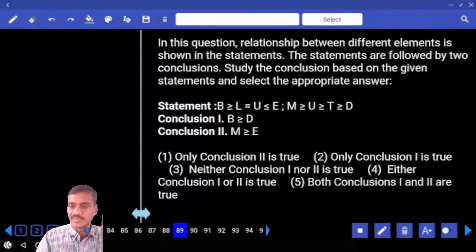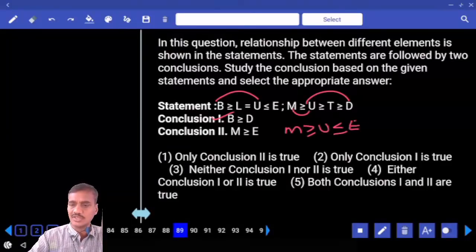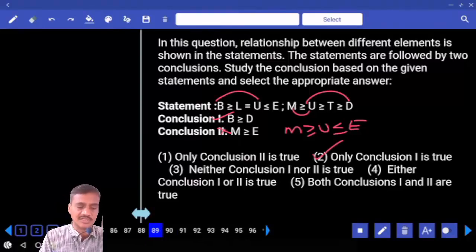Next one, 89, the relation between B and D, which element is common here? B, L, U, E, and U is common. B greater than or equals to U, U greater than or equals to D, hence B greater than or equals to D, definitely true. Then second, M and E. M is here, E is here, which element is common? U. M greater than or equals to U, and U lesser than or equals to E, opposite symbol, no relation. Hence what is your answer? Only 1, that is choice 2, question number 89.